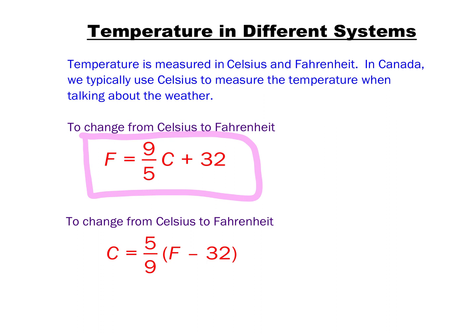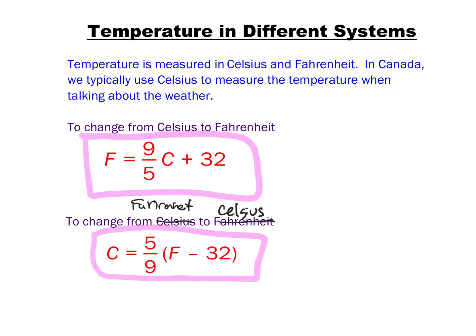sorry, oh, there's a typo here. Let's fix it. So this should be Celsius here, and this should be Fahrenheit here. If you want to go from Fahrenheit to Celsius, you would use this formula here. C equals 5 over 9, bracket F minus 32. Okay, so just two formulas we have to remember for this. We're going to do an example of each, and that's it.